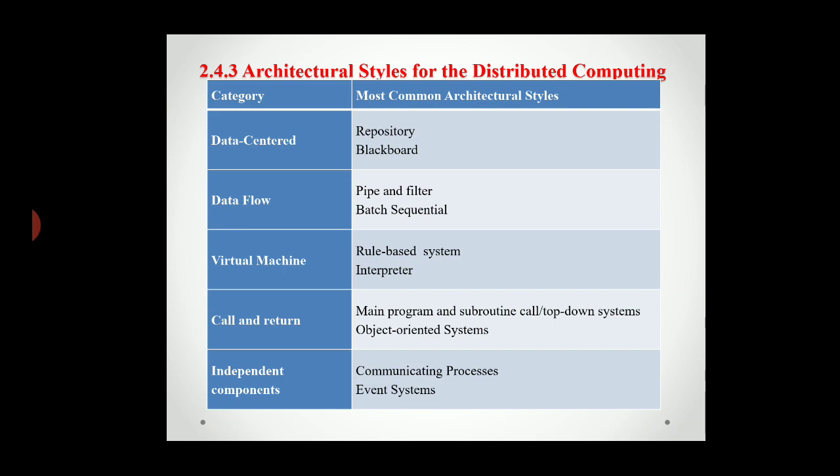At last, we have independent components. This class of architectural style models systems in terms of independent components that have their own life cycles, which interact with each other to perform their activities. There are two major categories within this class, those are communicating processes and event systems, which differentiate in the way the interaction among components is managed.